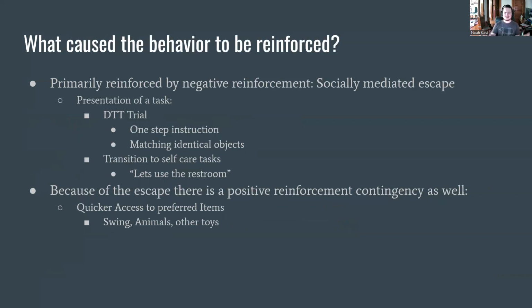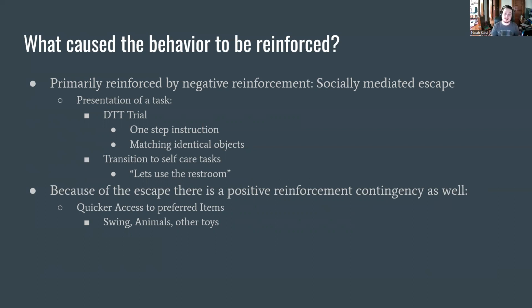So, what caused this behavior to be reinforced? Well, primarily from what we've identified, it was reinforced by negative reinforcement, such as socially mediated escape. So, presentation of tasks such as DTT trials with one-step instruction, matching identical objects, any skill that they were just starting out and new with, these were skills that we saw a lot of aggression with. Also, transitions to self-care tasks, such as us saying, hey, let's use the bathroom. This is when we started seeing a lot of these behaviors.